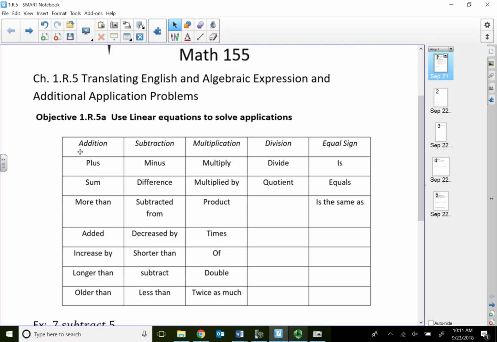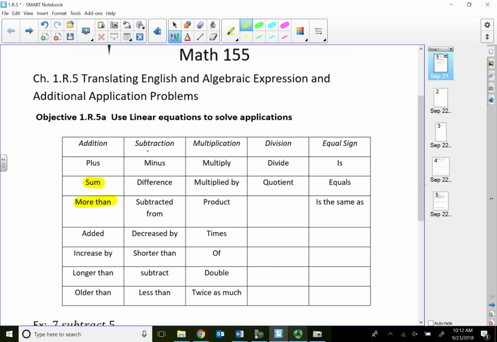Words that translate into addition, I'm going to highlight the popular ones for you real quick. The word sum means addition. The word sum also means the answer we get after we add. More than is very, very popular. Increase by. Anything that sounds like more than, like longer than, older than, those also translate into addition. So when you see these words, you simply write down an addition sign.